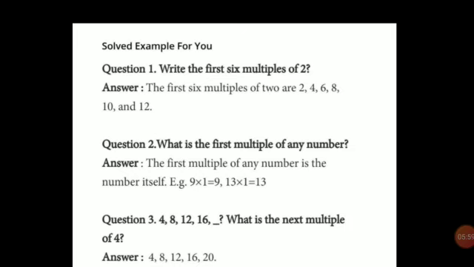4 ones are 4, 4 twos are 8, 4 threes are 12, 4 fours are 16, 4 fives are 20. So, our answer is 20. What is the next multiple of 4 after 16? 20 is the next multiple.